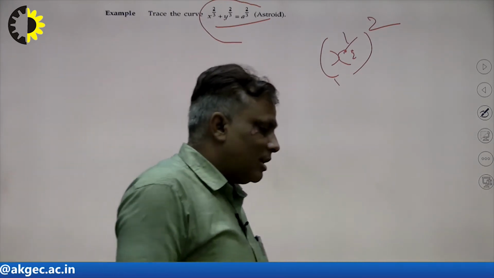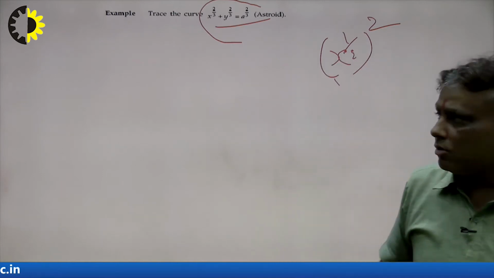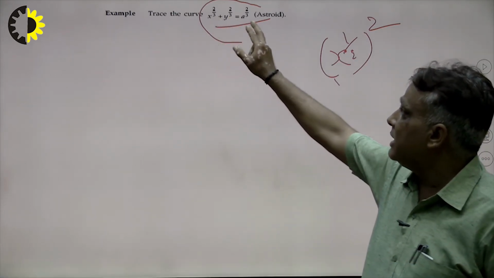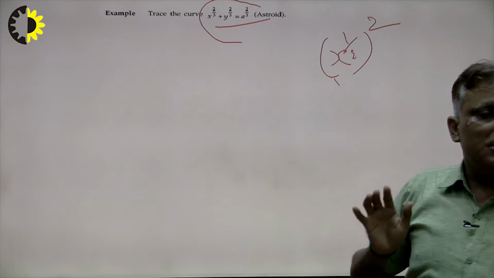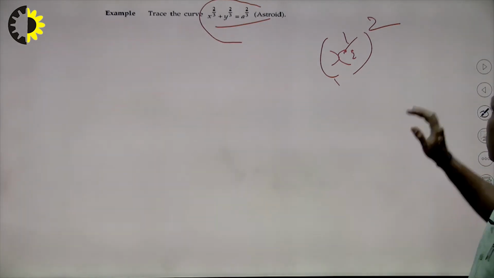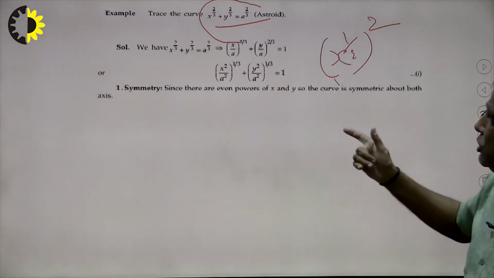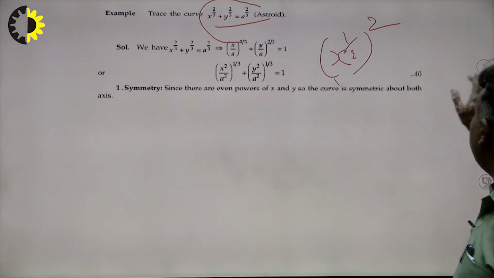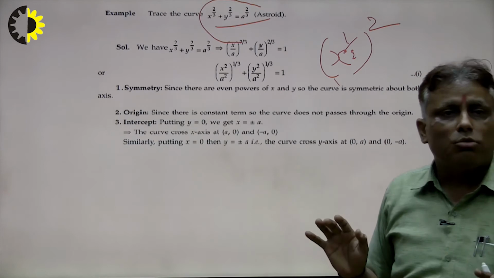The question is whether this curve is passing through the origin or not. So I write here x is 0, y is 0, but a is not equal to 0. So that means this curve is not passing through the origin. In this way we find out two things in a very short duration of time: first is symmetry and second is the curve does not pass through the origin.